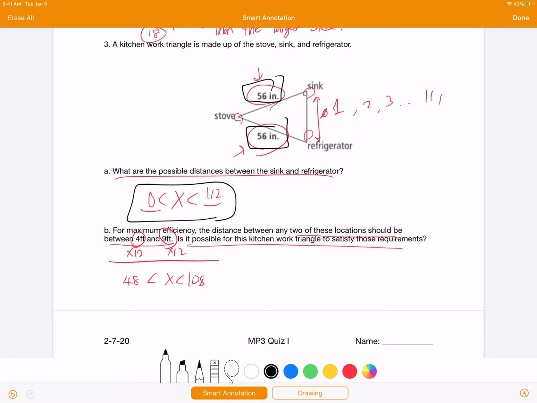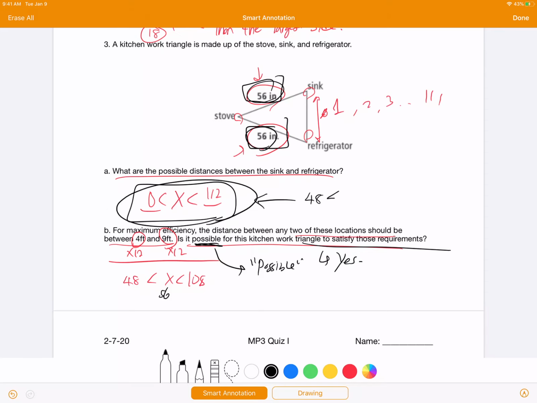So is it possible for this kitchen work triangle to satisfy this requirement? The key word here is possible. That means we want to give some room for doubt and say that it's not a must-be situation, it's a possibility. And the answer to this question, believe it or not, should be yes. Why? Well, because the 56, first of all, these two, are between the required boundary, and for the last side, we can have something that's between 48 and 108 because that is within this boundary here.